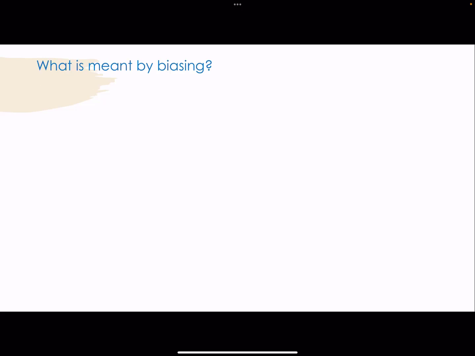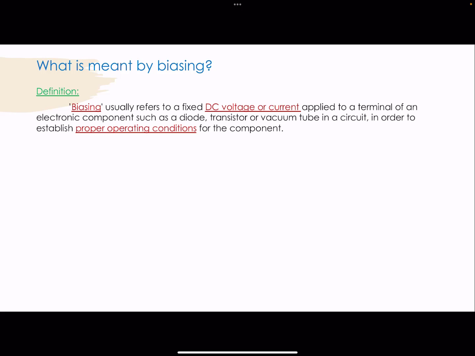Now moving on to the topic, first let us see what is meant by biasing. Now let us see how we can define this biasing. Biasing usually refers to a fixed DC voltage or current applied to a terminal of an electronic component such as diode, transistor or vacuum tube in a circuit in order to establish proper operating conditions for the component. That means biasing refers to a fixed DC voltage or the current that is used to provide the proper operating conditions for the components.